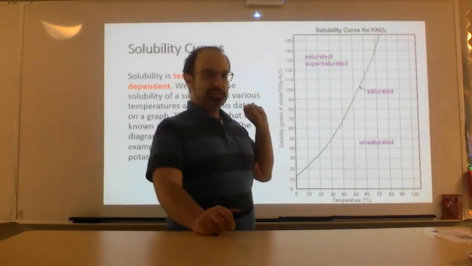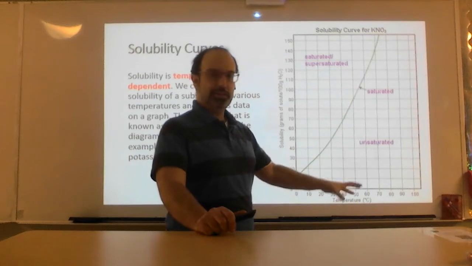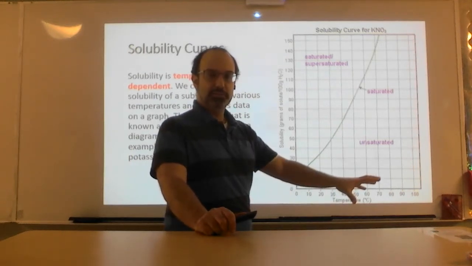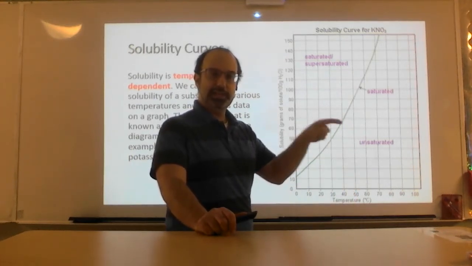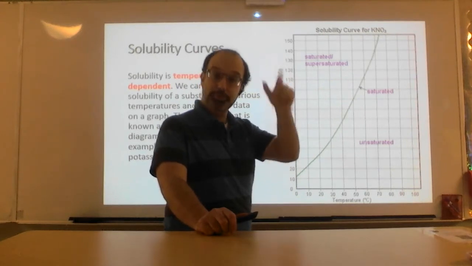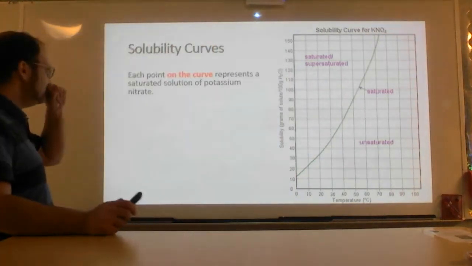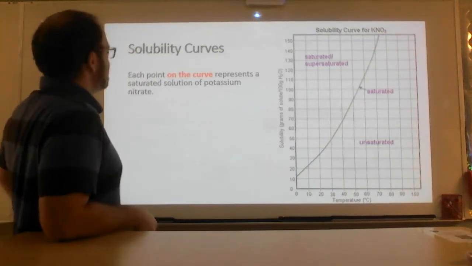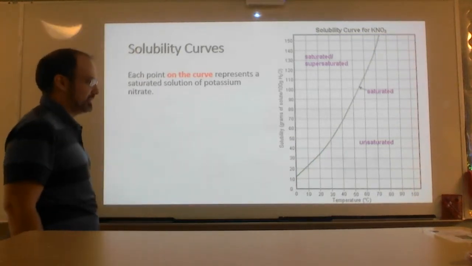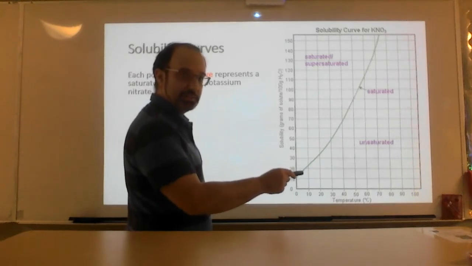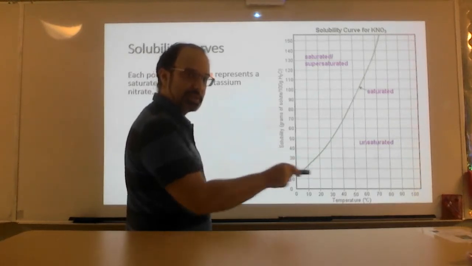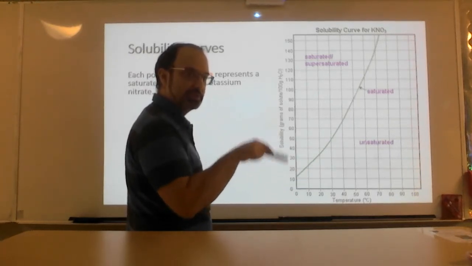But you'll notice what it's telling us here. Under here is unsaturated. This green line is saturated, and above it is supersaturated. What's going on? Each point on the curve represents a saturated solution in potassium nitrate. So as I said, right here is saturated. All of these are saturated. So as I go up in temperature, I need to add more stuff to make it saturated.